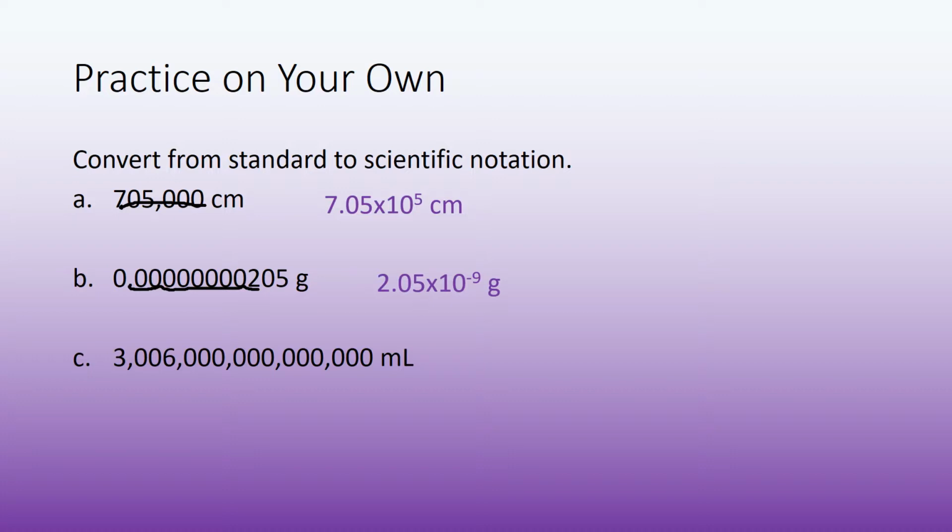Letter C. I have a number much larger than 1 in standard notation. I will have a positive exponent. So I'm going to start with my decimal. Remember, it's understood to start off over here. And I would have to move it 3, 6, 9, 12, 15 times to get to the point where I only have one non-zero number to the left of my decimal. So the correct answer here is 3.006 times 10 to the 15th power. Remember, those zeros that are between non-zero numbers, those sandwiched zeros, those stay in the coefficient, that part of the number out front.